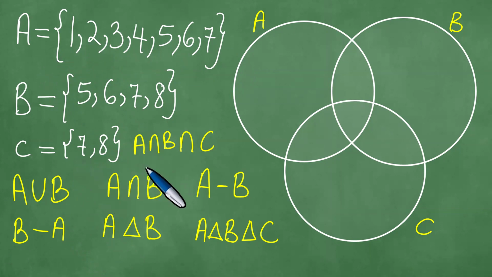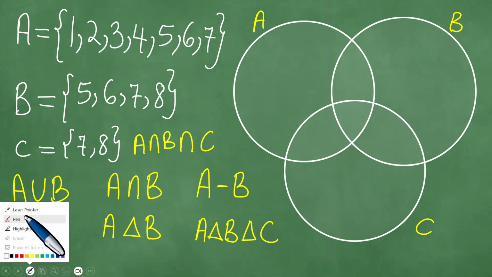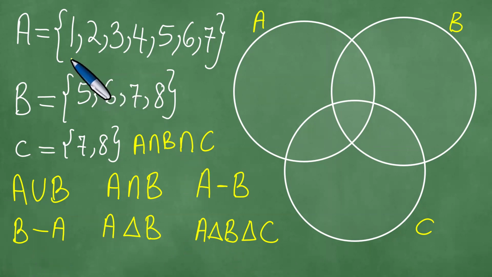Want to find A intersection B intersection C, A union B, A intersection B, A minus B, B minus A, symmetric difference of A and B, symmetric difference of A, B, and C. There are a couple of things that are critically important here for us. But first things first, we analyze the Venn diagrams, but also we look at the fact that the set A consists of the elements 1, 2, 3 up to 7.